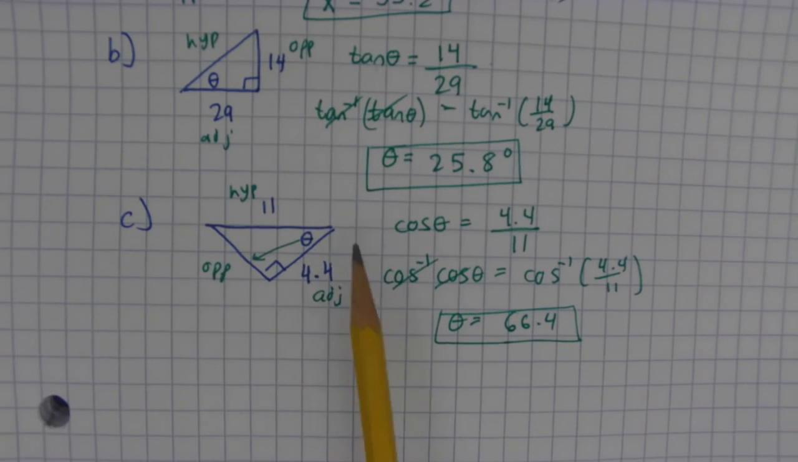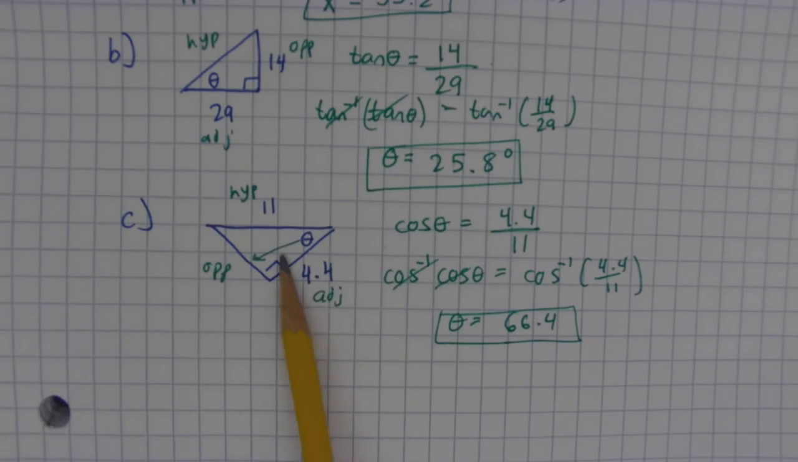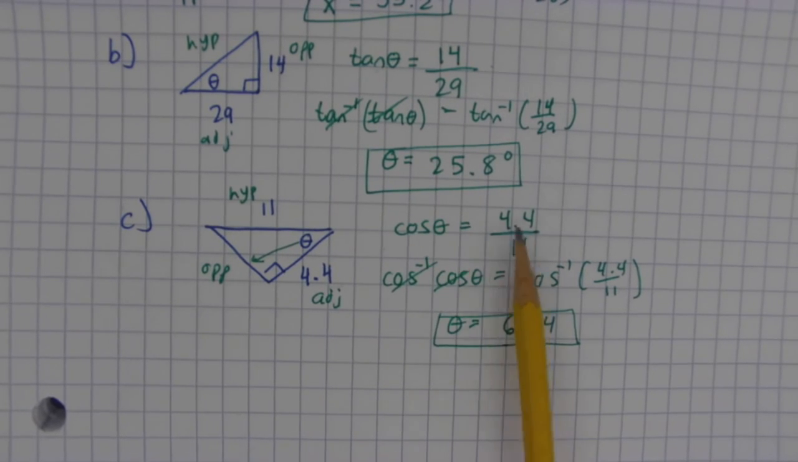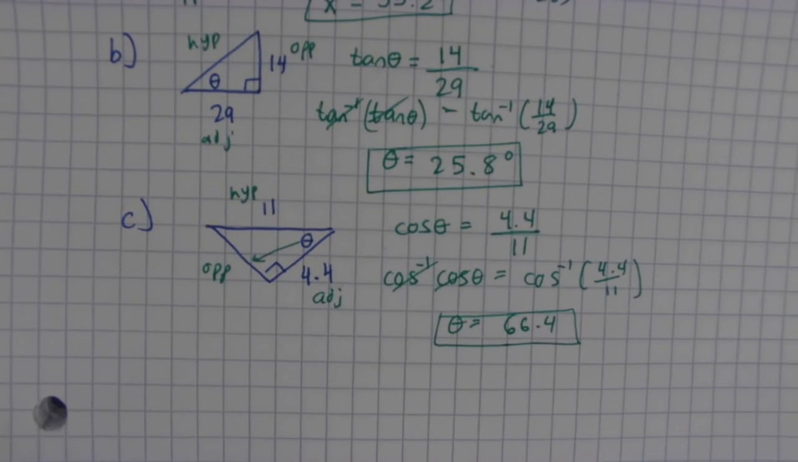Last example, the hypotenuse is up here. That's the longest side. And we get the adjacent. So adjacent and hypotenuse, we're going to use cosine equals adjacent over hypotenuse. 4.4 over 11. Inverse cosine of both sides, you get theta equals 66.2.